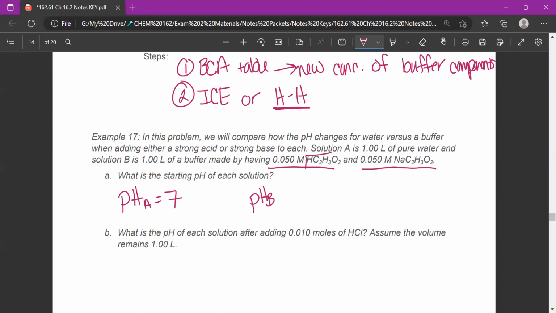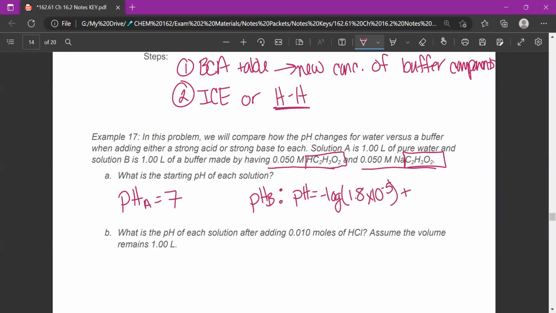So this is my weak acid. This is its conjugate base. And the sodium doesn't do anything, right? You just can't add a negative ion by itself. So I can use the Henderson-Hasselbalch equation for this. Okay, so pH equals negative log of the Ka, which we've been using. You probably have it memorized by now. 1.8 times 10 to the negative fifth.